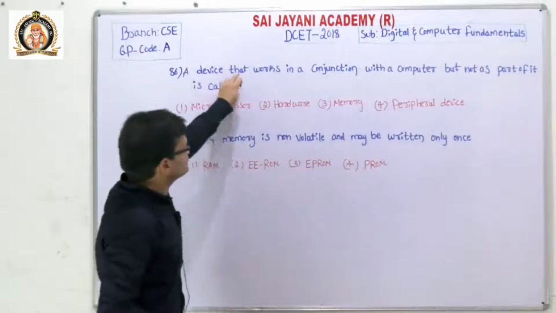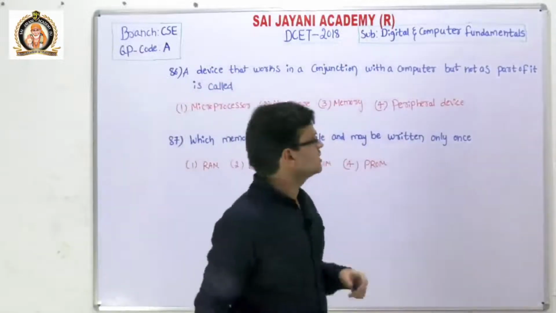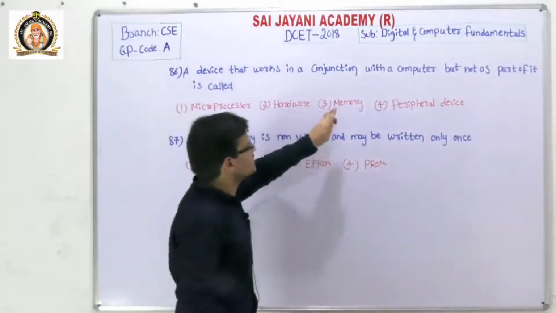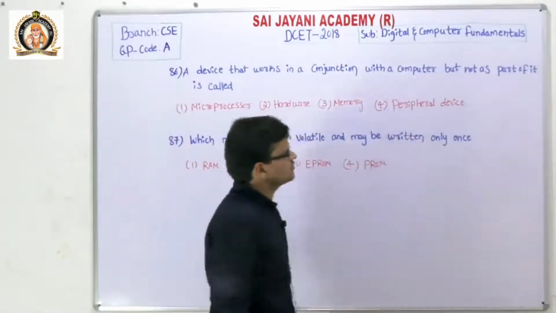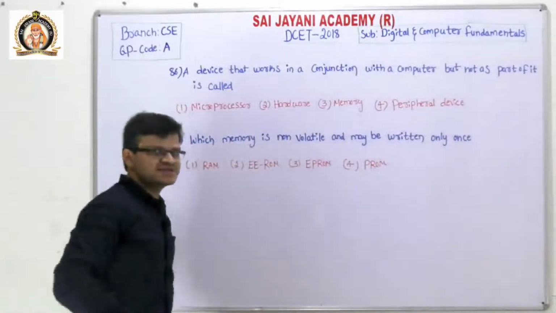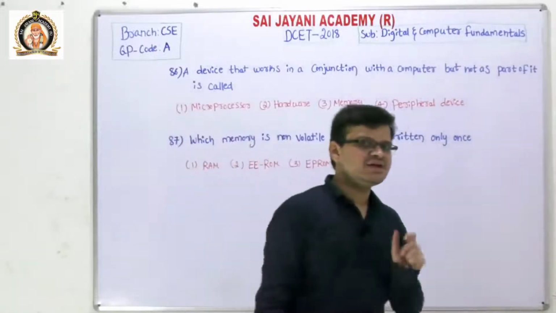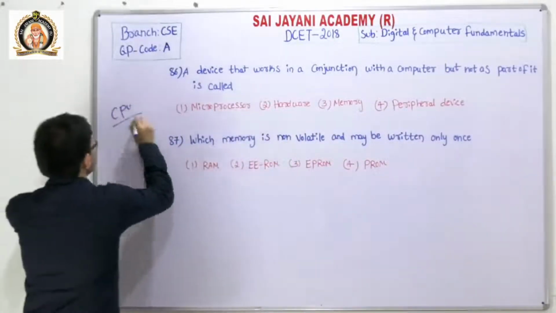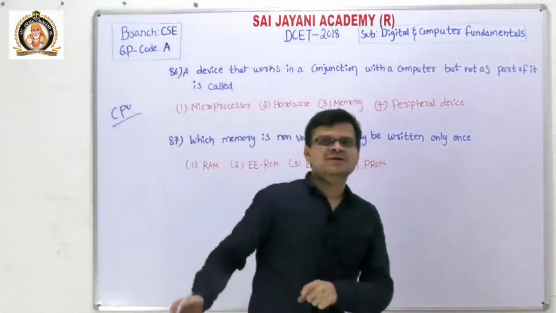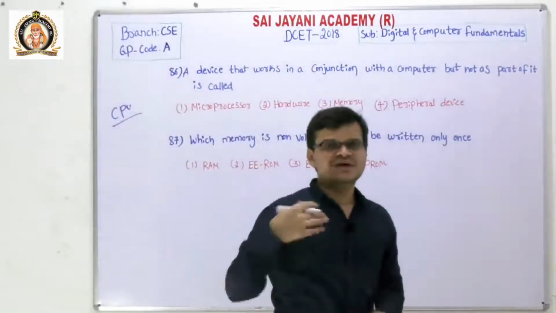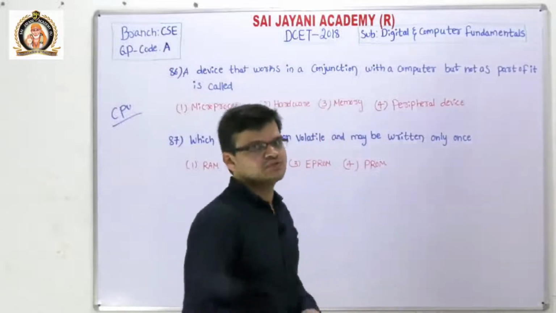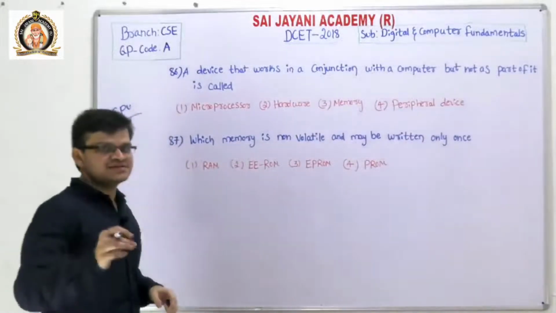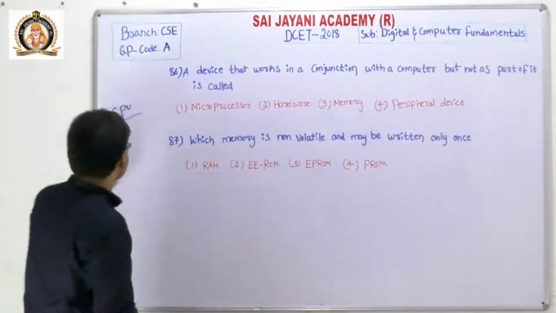Number 86, a device that works in conjunction with a computer but not as a part of it is called: the first one is microprocessor, second one is hardware, the third one is memory, and the fourth one is peripheral device. Okay, when we consider a computer, the essential component is the CPU. Why is the CPU called the essential component? Because without the CPU, we are unable to execute programs or do tasks. So a CPU is called the essential component in a computer system.